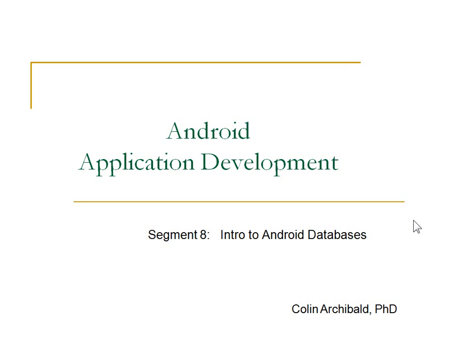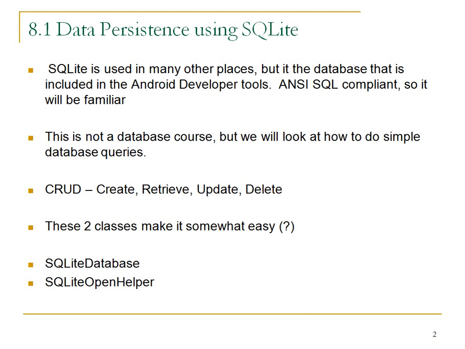So in this segment we're going to take the opportunity to introduce talking to databases from Android, and the database that's built into the Android API is called SQLite. Some people say SQLite, but I think the correct way is to say SQLite. SQLite is used in many other places. It's an open source small database program that's written in C, and it is an ANSI SQL compliant database.